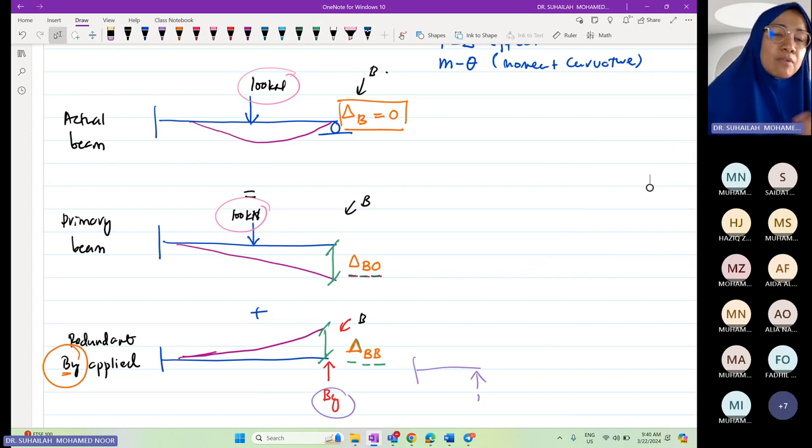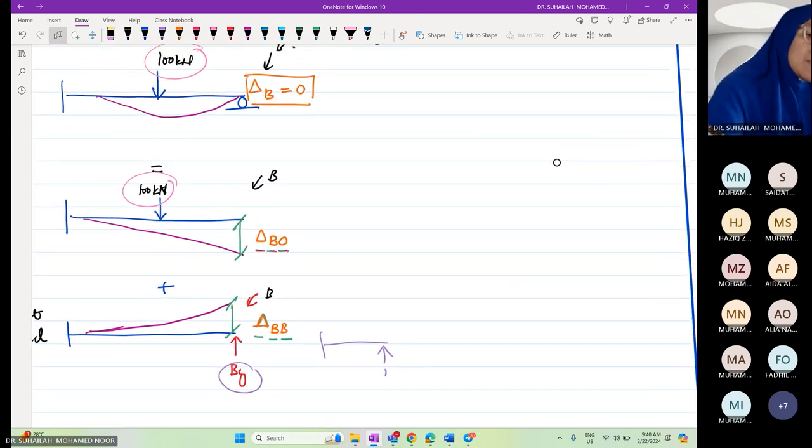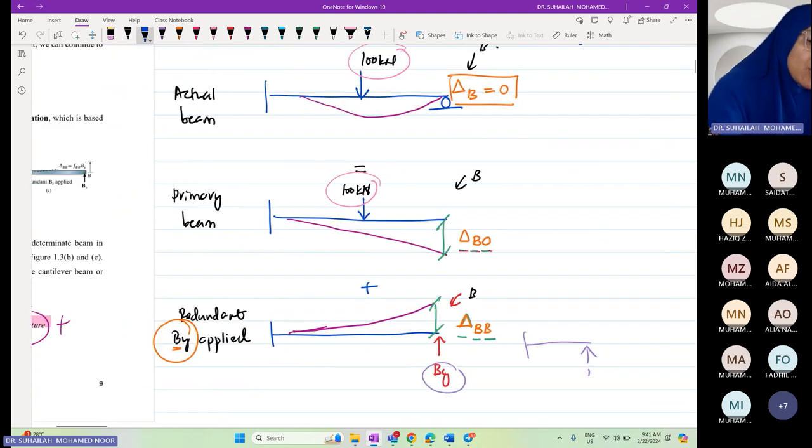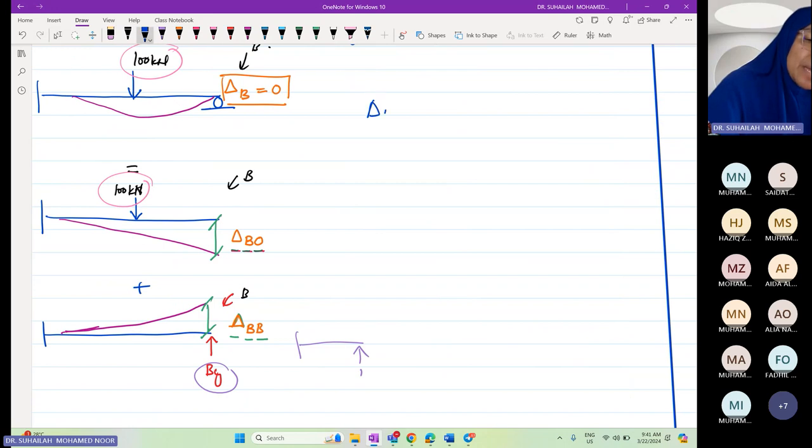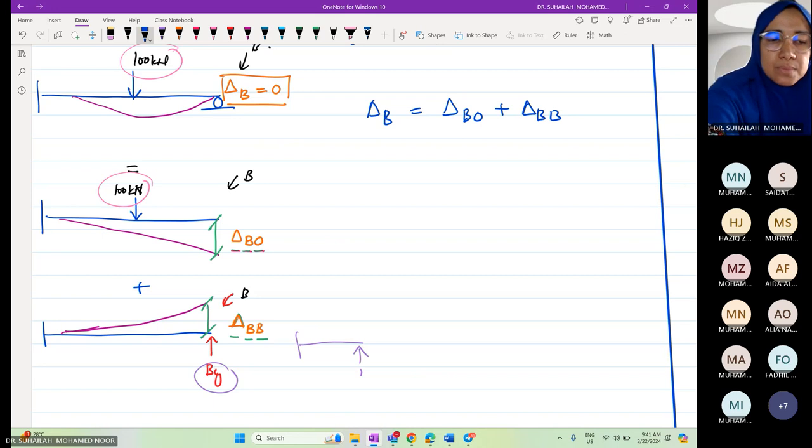Which is based on the principle of superposition. Now we want to take out all these deflections and write them in one equation. Going back to our equation, the actual beam is equal to the primary beam plus the redundant beam. That means the actual beam is delta B, equal to the second delta, primary B naught. Then the redundant, after the primary, the redundant, delta BB.